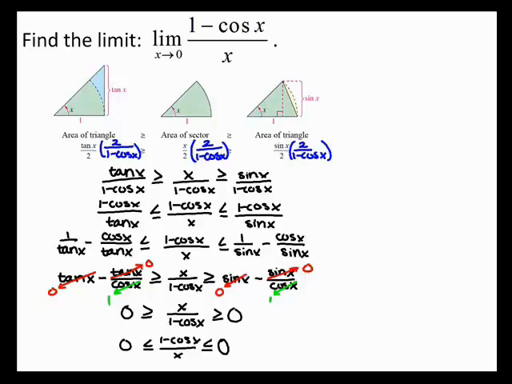Because 0 is less than or equal to 1 minus the cosine of x divided by x is less than 0, that means that the limit of 1 minus the cosine of x divided by x as x approaches 0 is 0. Check this by graphing 1 minus the cosine of x divided by x. You can see that the function approaches 0.